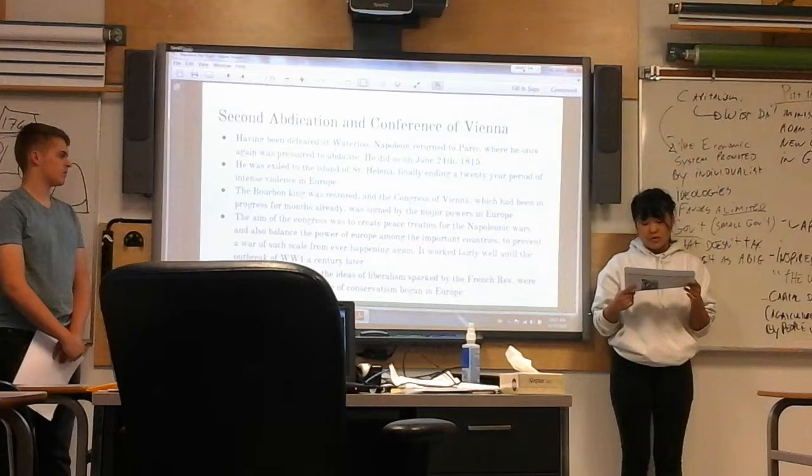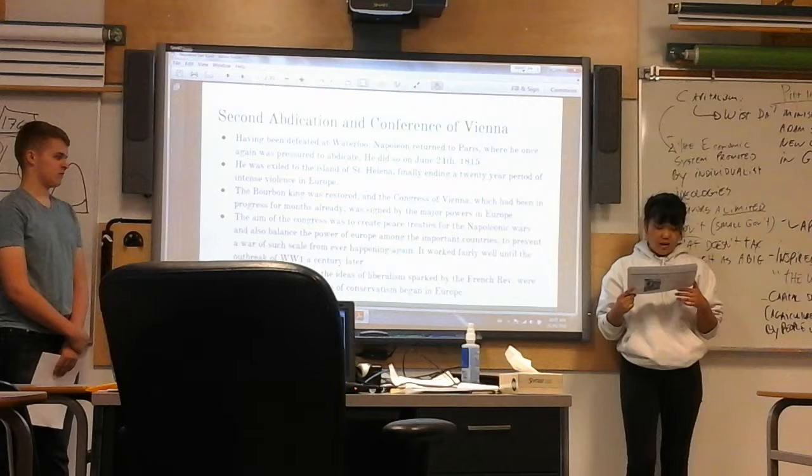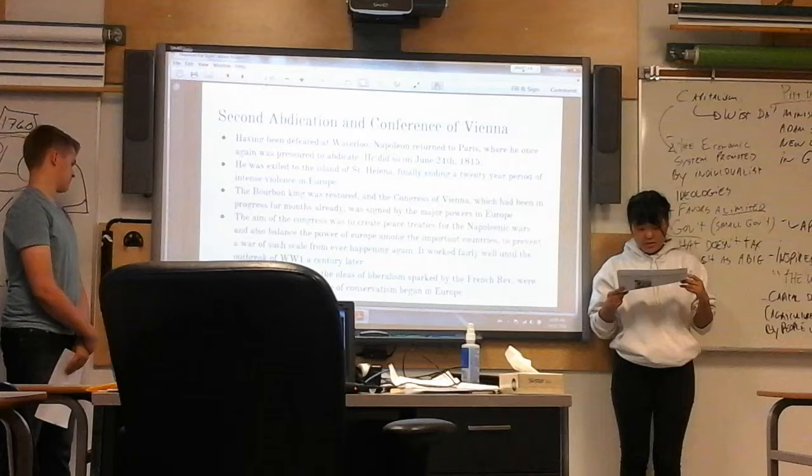The aim of the Congress was to create peace treaties for the Napoleonic Wars and also balance the power of Europe among the important countries to prevent a war of such scale from ever happening again. It worked very well till World War I. Under the conference, the ideas of liberalism sparked by the French Revolution were de-emphasized and the age of conservatism began in Europe.